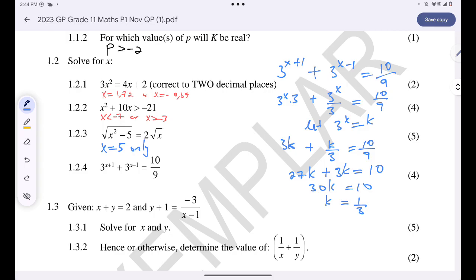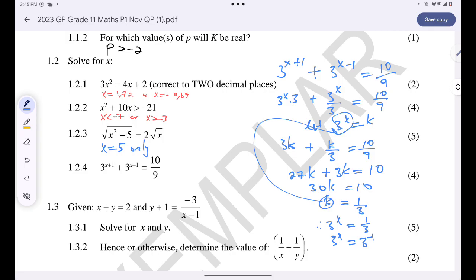But remember that I was not solving for k. K was just a tool to help me to get to the solution easily. Are you together? Whenever I see k, I'll just substitute 3 to the power x back. So I'll simply say 3 to the power x is equal to 1 over 3. 3 to the power x is equal to 3 to the minus 1.